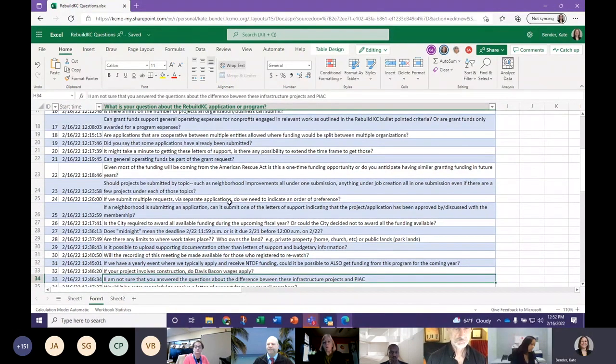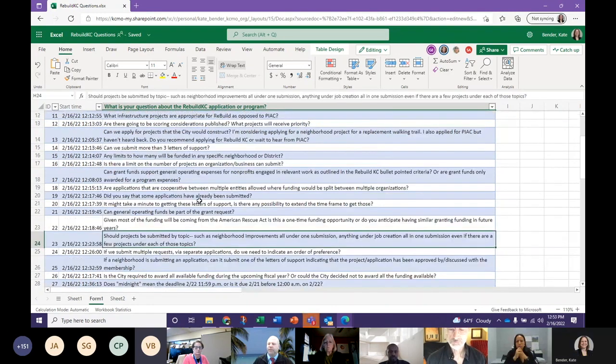Very good. One thing for the PIAC, from my understanding, is that if there's been an application to PIAC or it hasn't been funded in the past, it could potentially be eligible for this, right? Yes, absolutely.